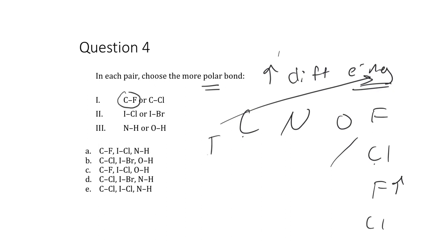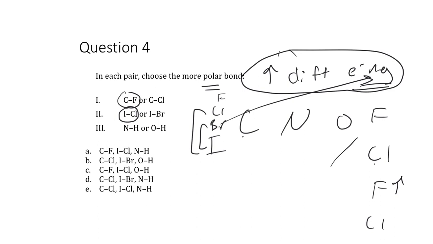Also, if you think of iodine versus the other halogens, if you take IBr versus ICl, the difference of electronegativity for ICl is greater. So more polar for ICl. So we're looking for differences in electronegativity to determine bond polarity primarily.